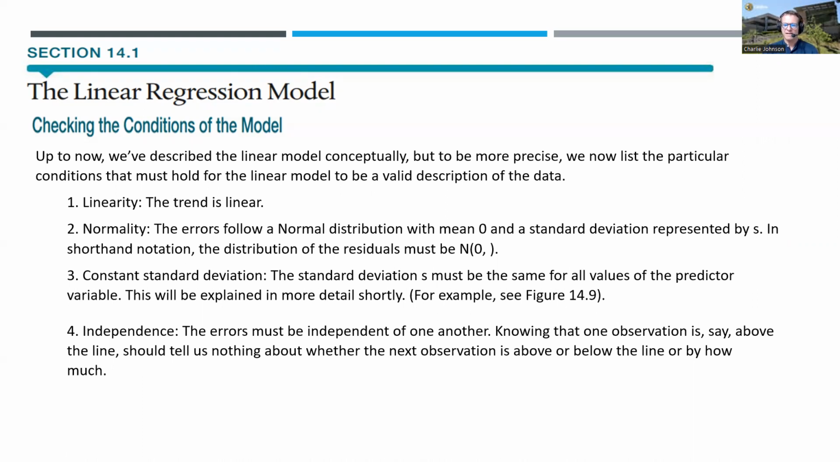And number four, independence. The errors must be independent of one another. Knowing that one observation is, say, above the line should tell us nothing about whether the next observation is above or below the line, or by how much.